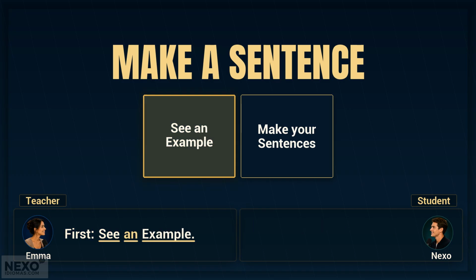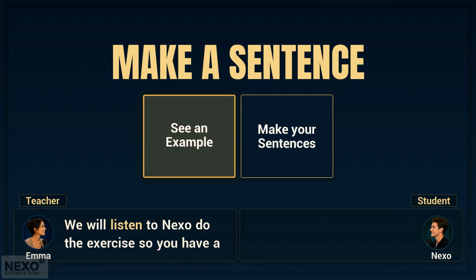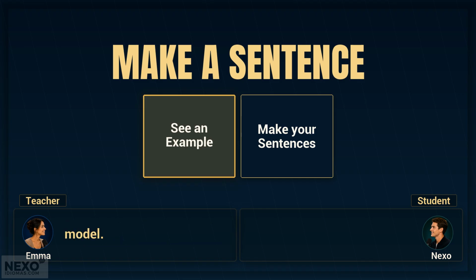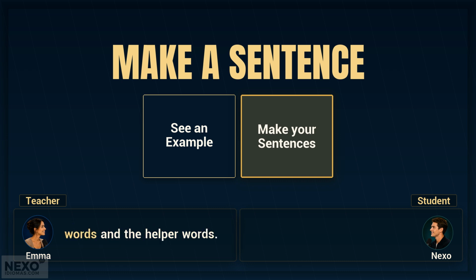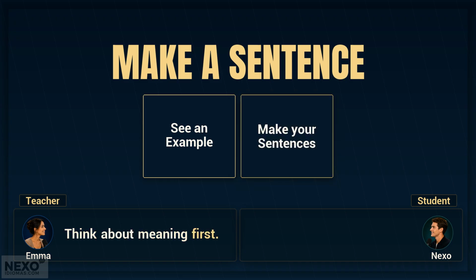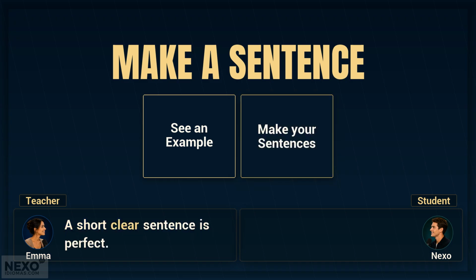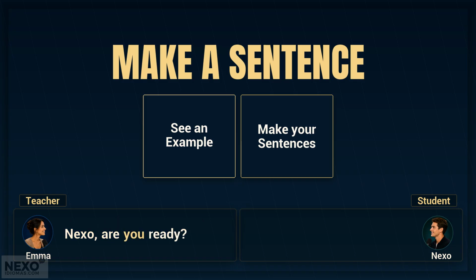First, see an example. We will listen to Nexo do the exercise, so you have a model. Second, make your sentences. You create your own sentences with the main words and the helper words. Think about meaning first. A short, clear sentence is perfect. Nexo, are you ready? Yes, I am ready.